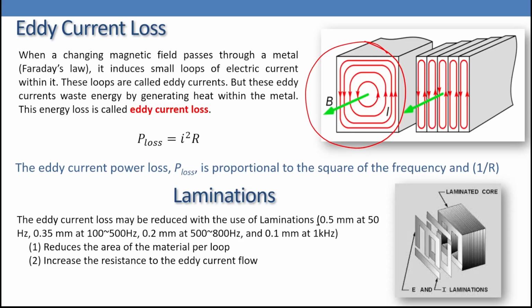A device like a transformer or any electrical machine should be laminated because they are subjected to a time-varying field. For example, if we're going to use the transformer at 50 Hz, we can use laminations in the range of 0.5 millimeter. If we increase the frequency to something like 100 to 500 Hz, we can use 0.35 millimeter. For 500 Hz and higher, it will be 0.2 millimeter. For something like 1 kilohertz, 0.1 millimeter. If we are going to use high frequency operations, we can use ferrite cores.